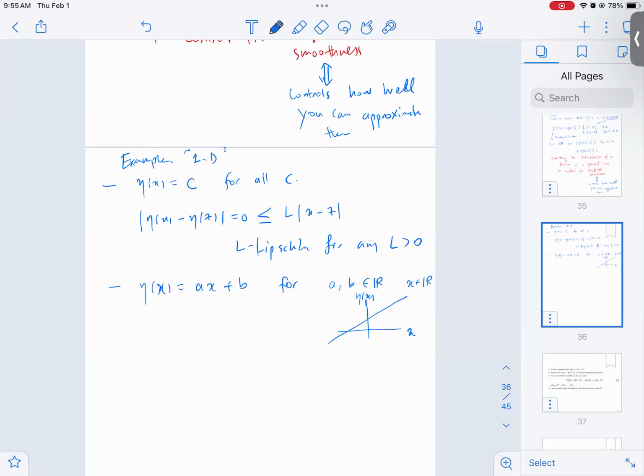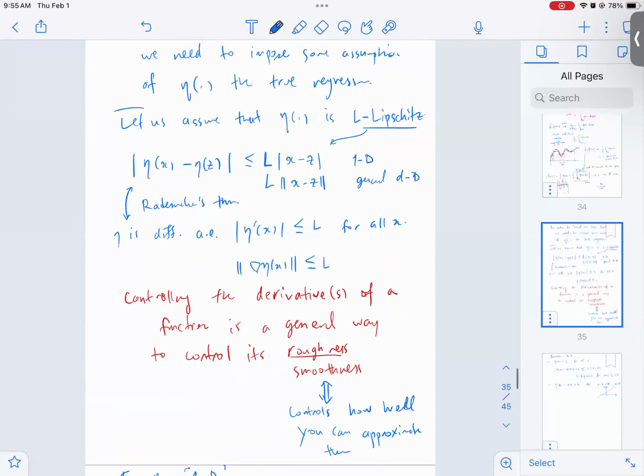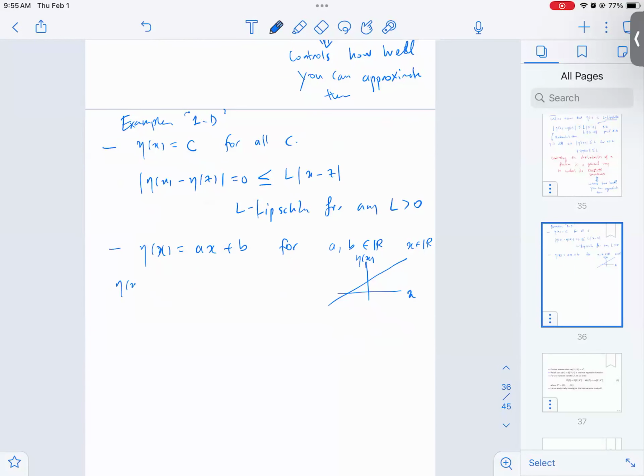Right, so is this Lipschitz? You can say L Lipschitz or Lipschitz with constant L. So eta of x minus eta of z is going to be what? a times x minus z, right? And so this is exactly a times x minus z. So it's definitely less than or equal to the absolute value of a times the absolute value of x minus z. This condition is satisfied, so eta is actually Lipschitz with constant the absolute value of a.